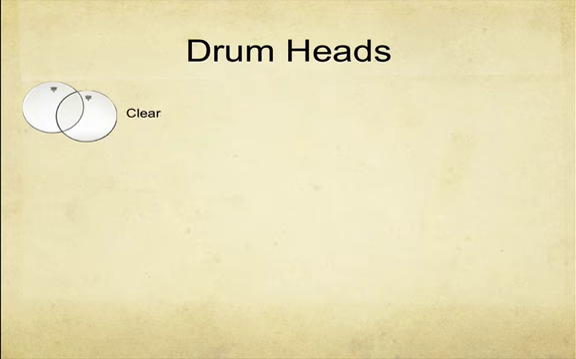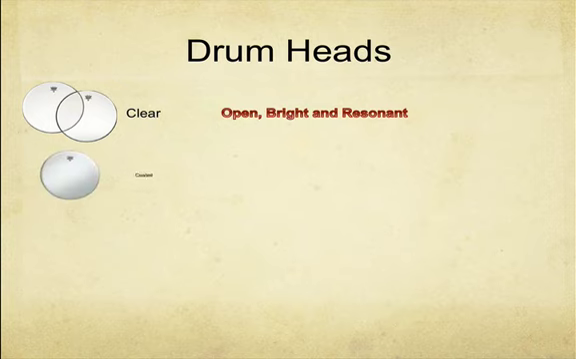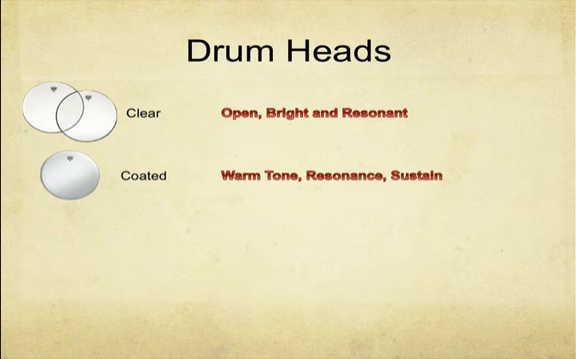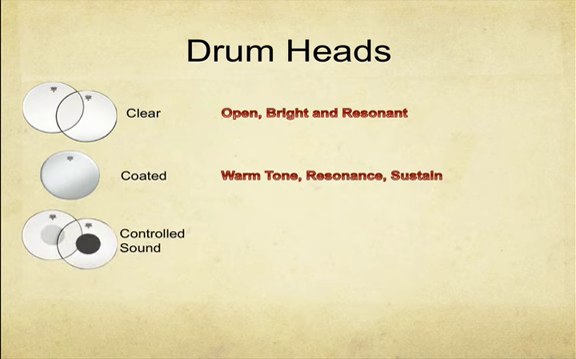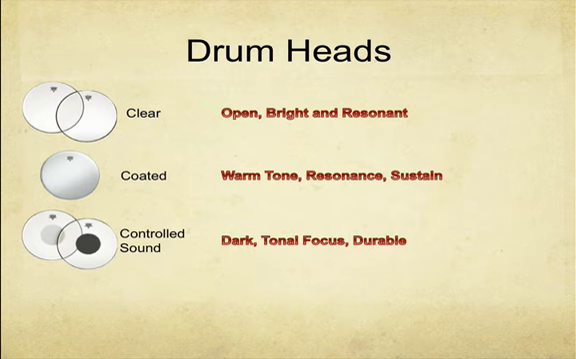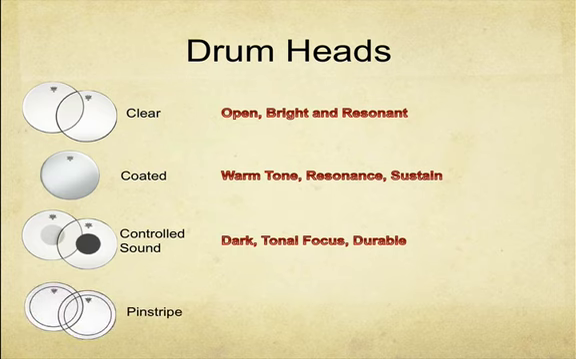So we know that different shells, which is the outside of the drum, can cause different sounds, but the heads themselves can also be very important. As you can see here in these 4 examples, you have a clear drum head, which has a bright and very resonant sound. You have a coated drum head, which has more of a warm tone and resonance, long sustain. You have your controlled sound, which has a dark and tonal focus, and it's very durable. Often this is what you see on most drummers' toms. And you have the pinstripe, which is also a very common sound, especially for toms.